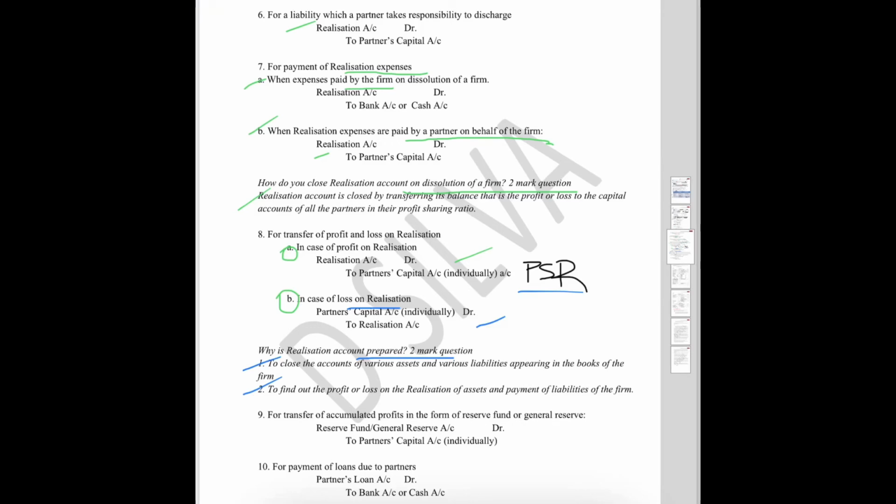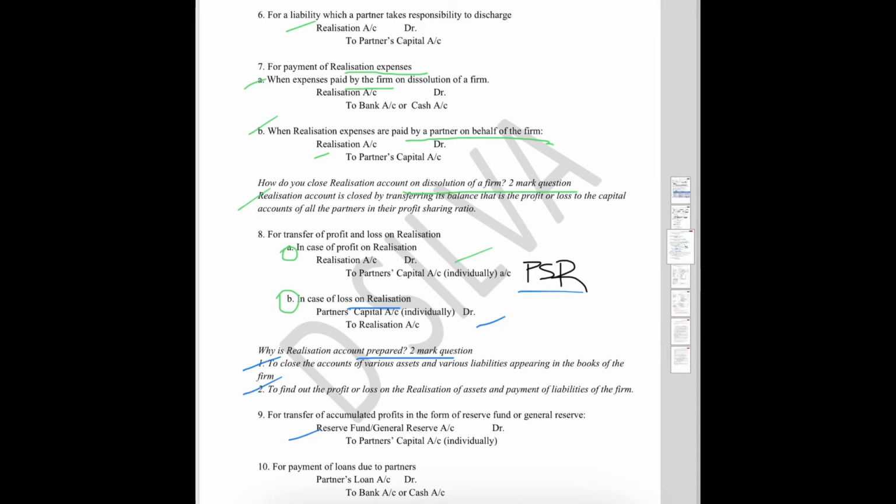Next, journal entry for transfer of accumulated profits in the form of reserve fund or general reserve. That is, in the balance sheet, if you have reserve fund, general reserve, then you're going to pass the journal entry as reserves account debit to partners capital account in the profit sharing ratio.